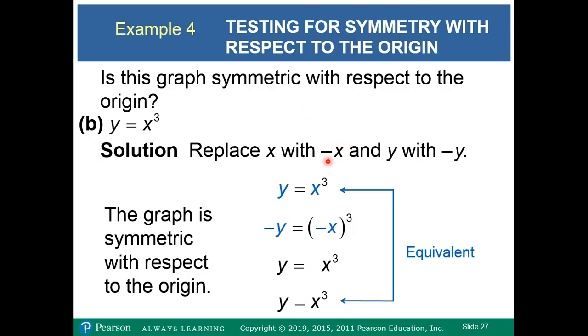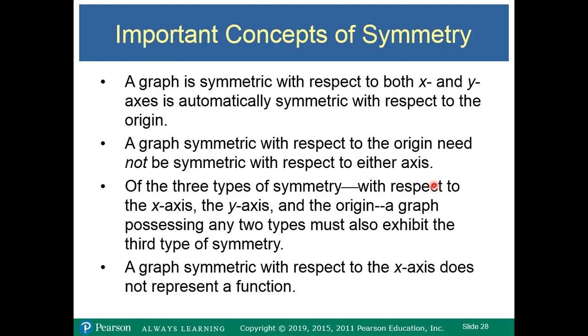It's six of one, half a dozen of the other. So here they're replacing both x and y with negative x and negative y respectively, and if you get the exact same function back, it is symmetric with respect to the origin. A graph symmetric with respect to the x and y axes is automatically symmetric with respect to the origin. We saw that with the circle. If we can show that it's symmetric to both the x-axis and the y-axis, then it has to be symmetric with respect to the origin.